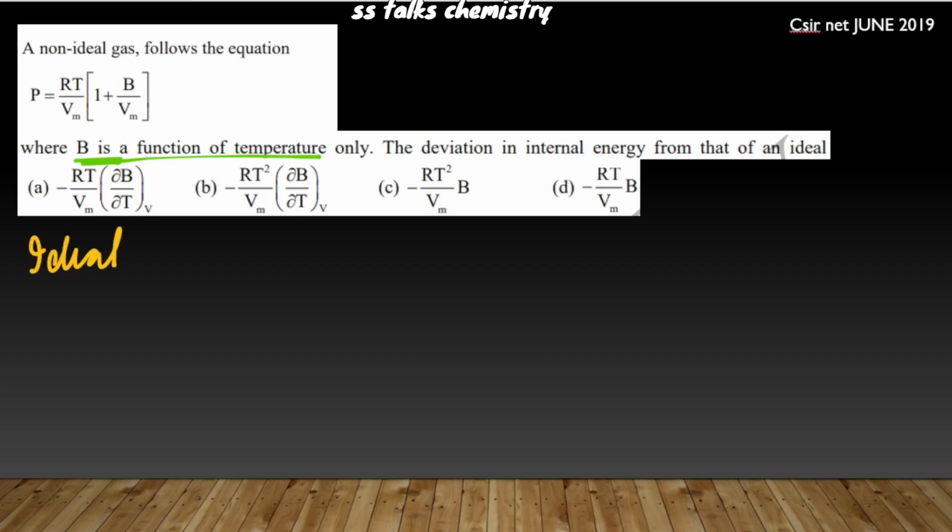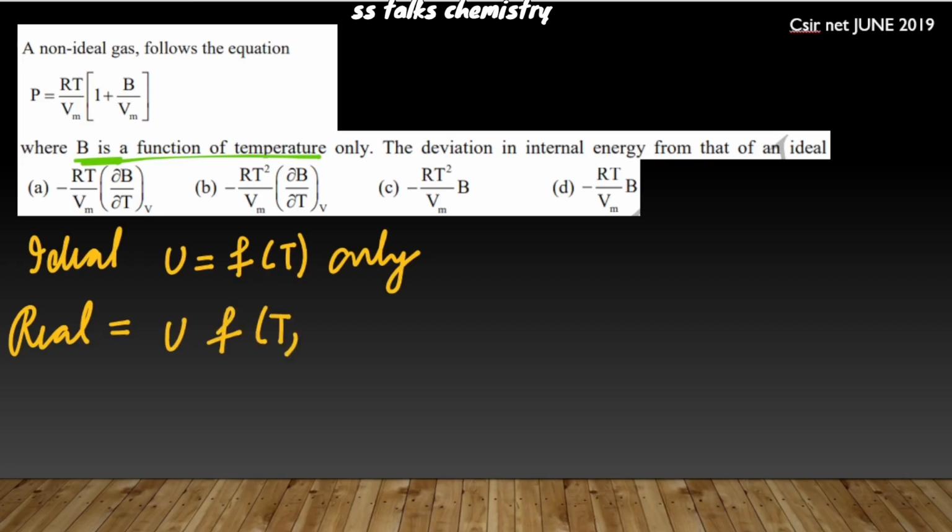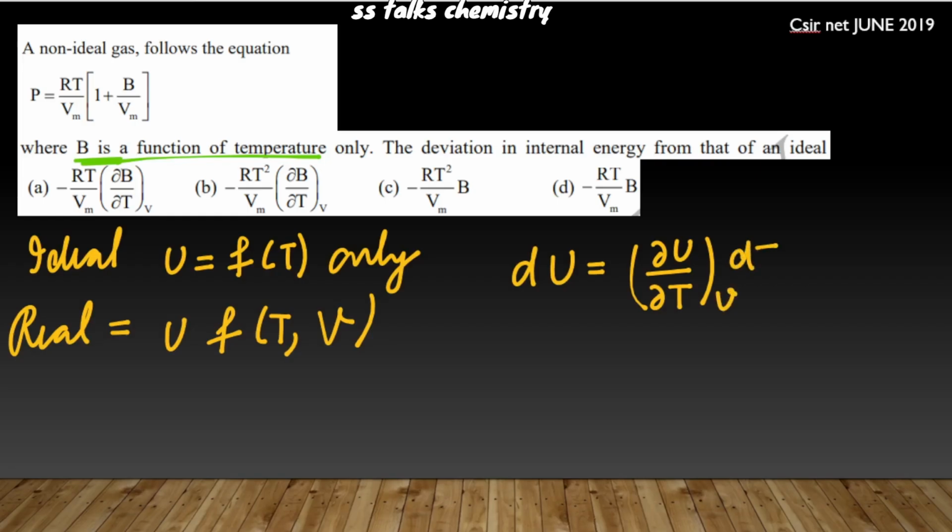So here the ideal gas internal energy is a function of the temperature only. Whereas for the real gases, the internal energy is a function of the temperature as well as the volume. So both these things are included. For the ideal gas, the change in the internal energy, because internal energy is a state function, the exact differential you can write. So dU is going to be equal to del U by del T at constant volume into dT. This way we will be writing, this is for the ideal gas.